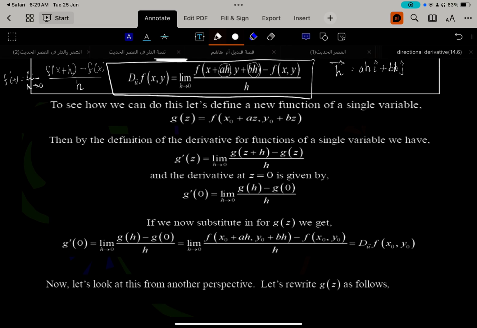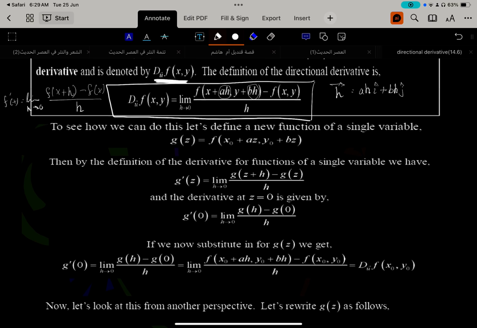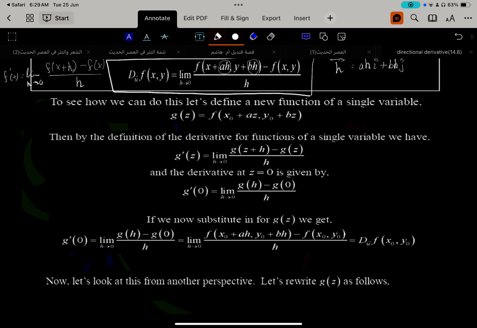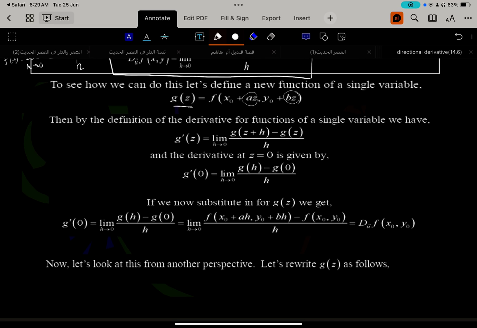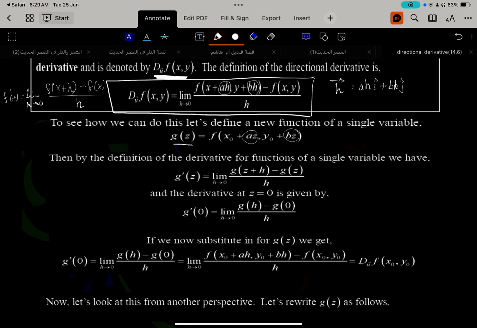And here we can see the proof for this, and how we finally get a formula that we can use for any function to get the directional derivative, since it could be hard to compute the limit always using this definition. If we define a function of a single variable g of z equals f of x naught plus az, y naught plus bz, these are all the differences, then we use the definition of the derivative for a single variable, since we have only g of z.